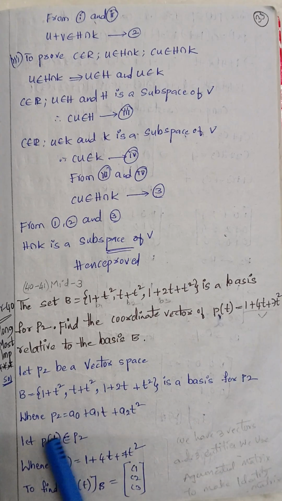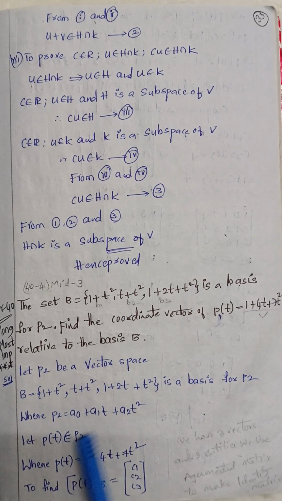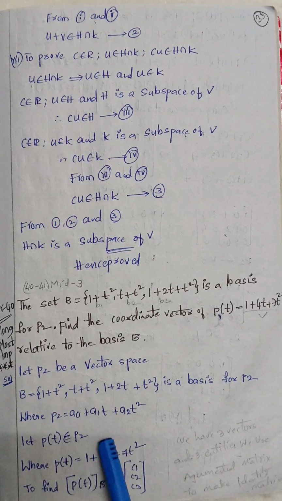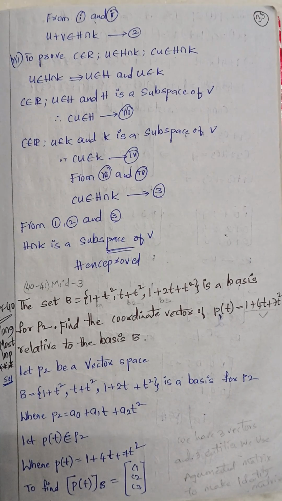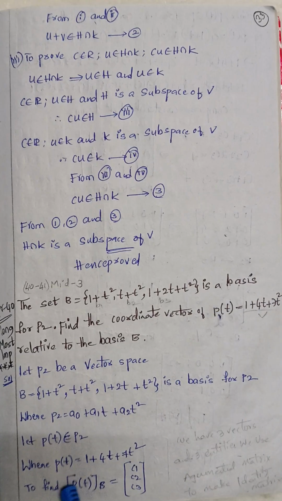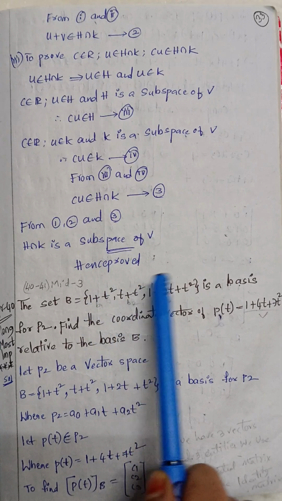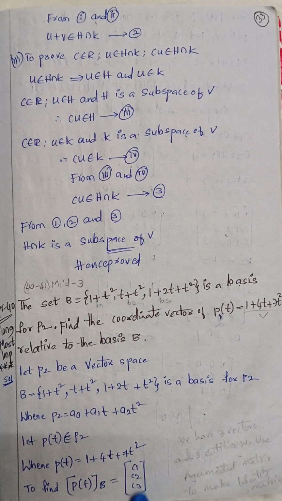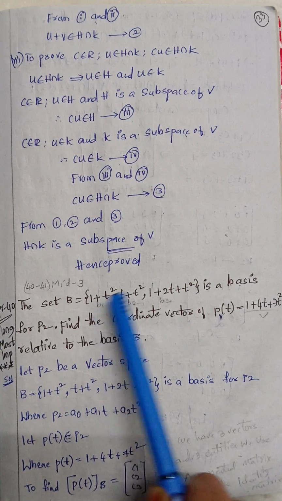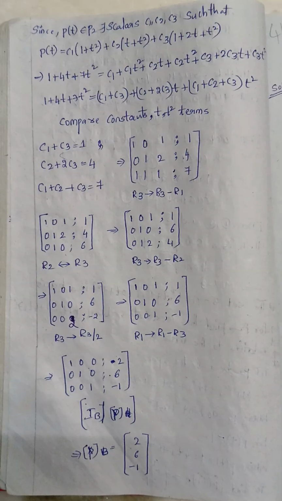And one vector in the polynomial is given, right? a0 plus a1t plus a2t square, and p(t) belongs to this P2. What we need to find is [x]_B, but instead of x, p(t) is given. So we need to find [p(t)]_B. How many vectors are given? 1, 2, 3 vectors are given. So we should take 3 scalars, and p(t) can be expressed as c1 times the first vector plus c2 times the second vector plus c3 times the third vector.